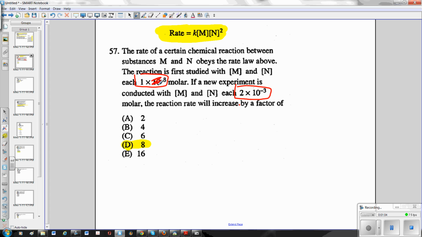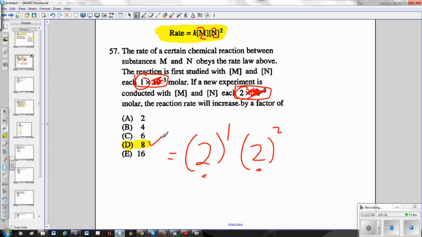Well, if you ignore the 10 to the third, what are they doing to the concentration? It's going from 1 to 2. So all they want you to do is double M and double N. So basically, M is to the first, N is to the second. How is that going to change the rate? Well, really, all you do is plug in the numbers and use the exponents anytime you do a rate law. 2 squared, last time I checked, was 4, times 2. 8 is your correct answer.